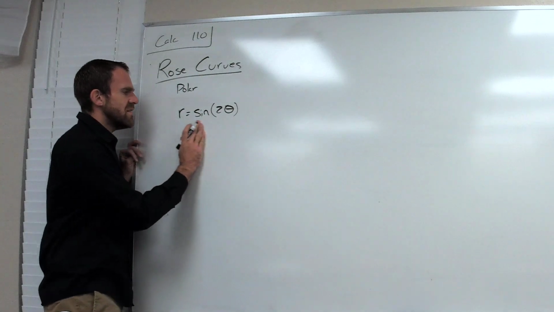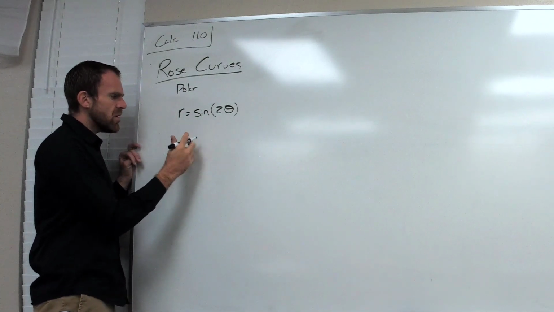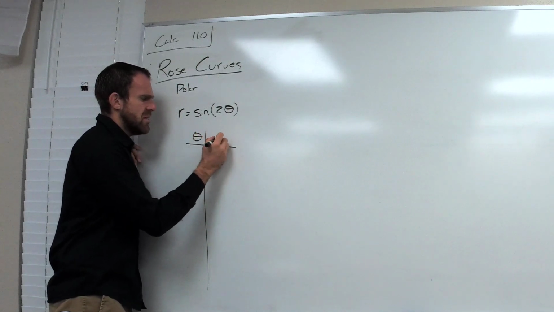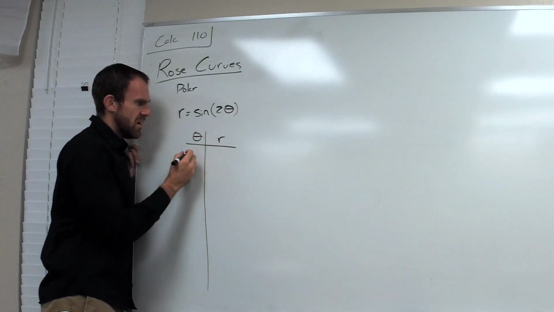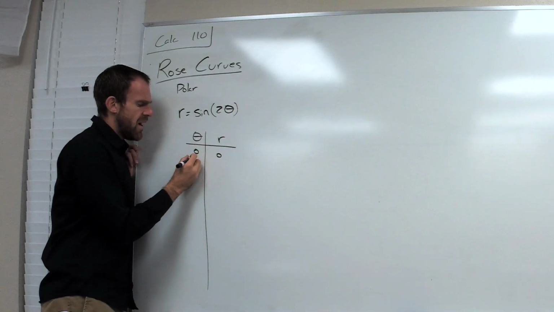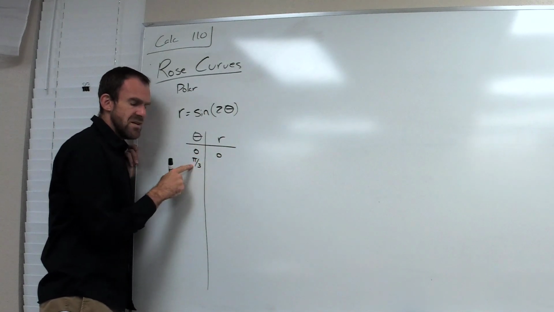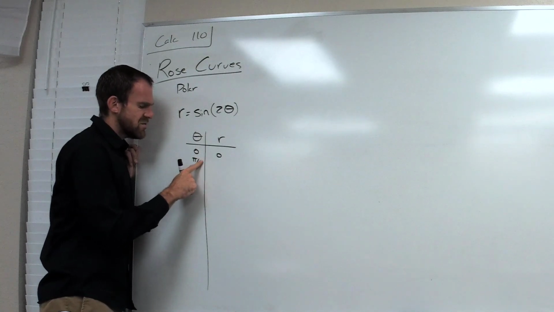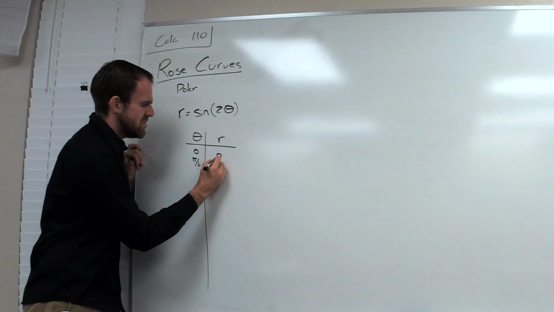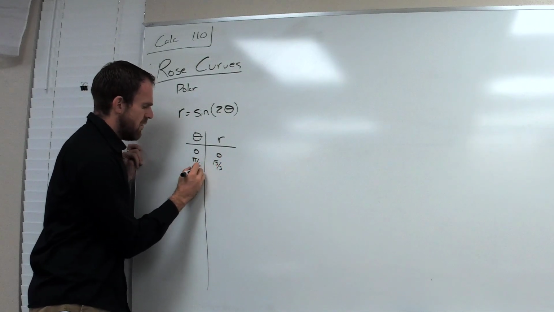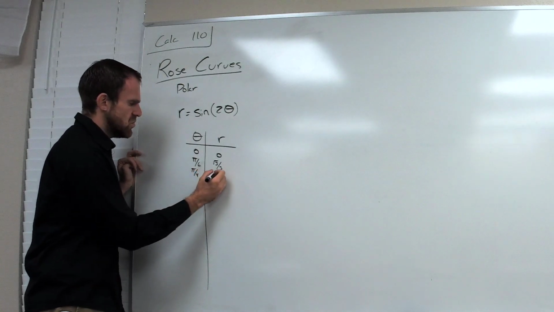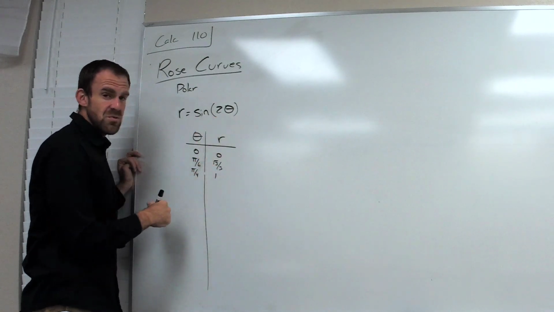So what does this look like? The way we're going to solve this is I'm going to plug in angles and find the radius for each. If I plug in 0, the radius is 0. If I plug in pi over 6, which is 30 degrees, times 2, that's pi over 3, so that's root 3 over 3. If I plug in pi over 4 times 2, that's pi over 2, which is 1, right? Sine of pi over 2 is 1.